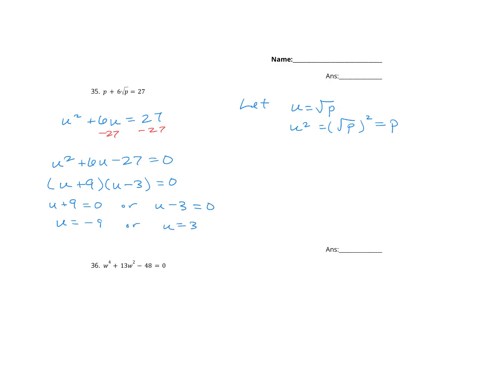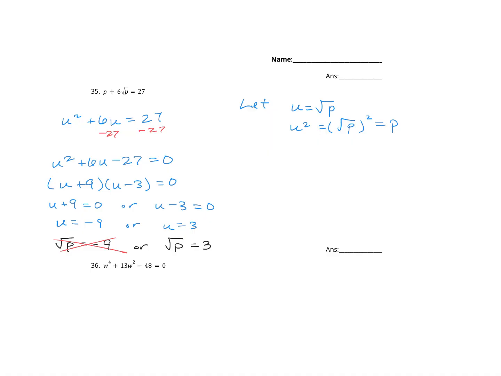Now remember, we didn't want u's, we wanted p's. So swapping out the u, we've got the square root of p is equal to negative 9, or the square root of p is equal to 3. And if you think about what we said earlier in this video, the square root of a number can't equal a negative. So this is a dead end that we throw out.